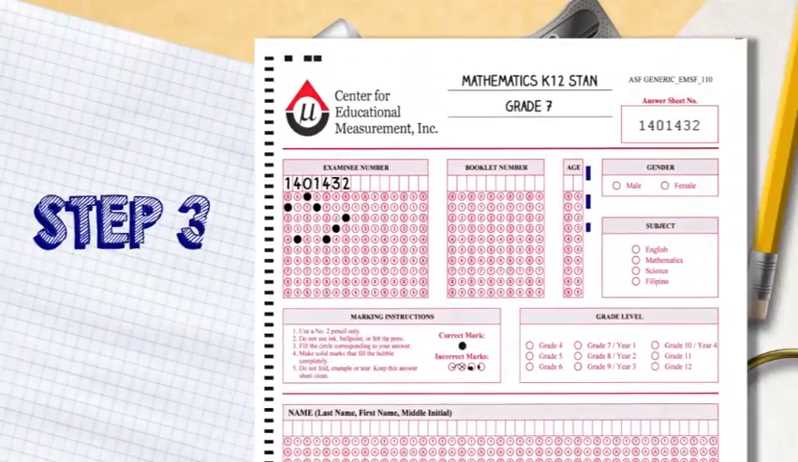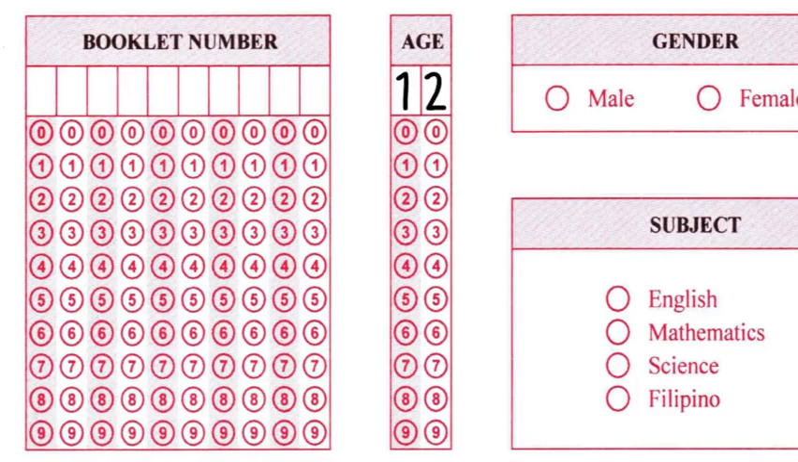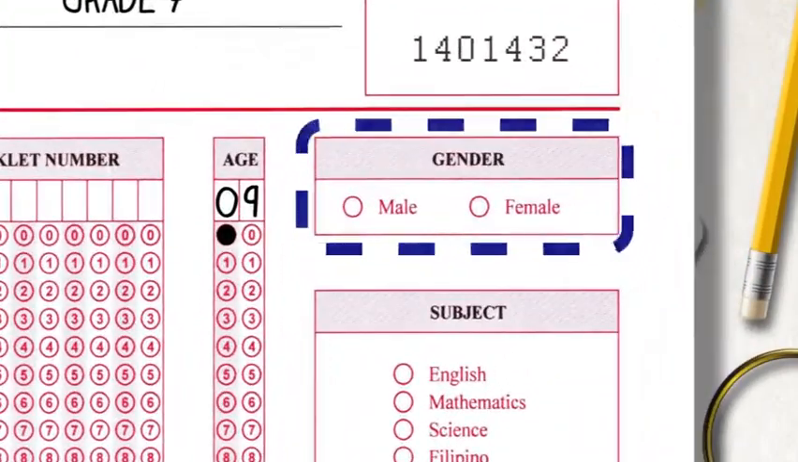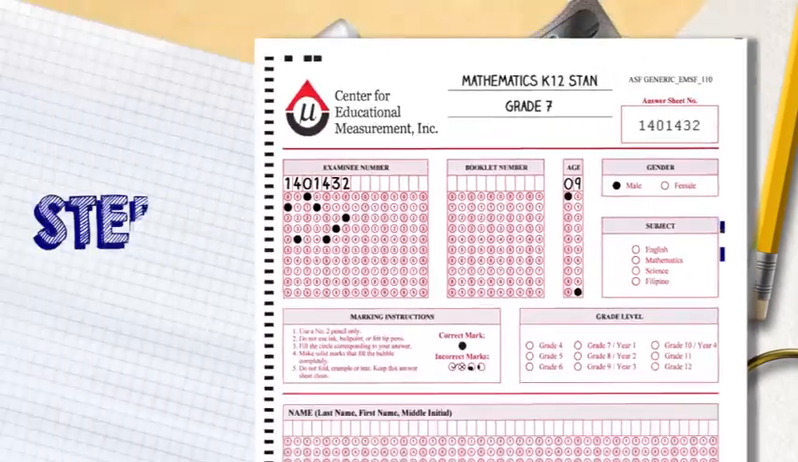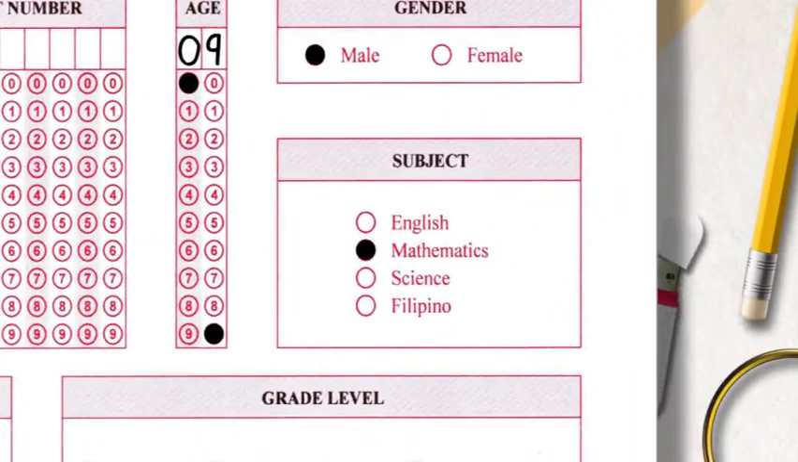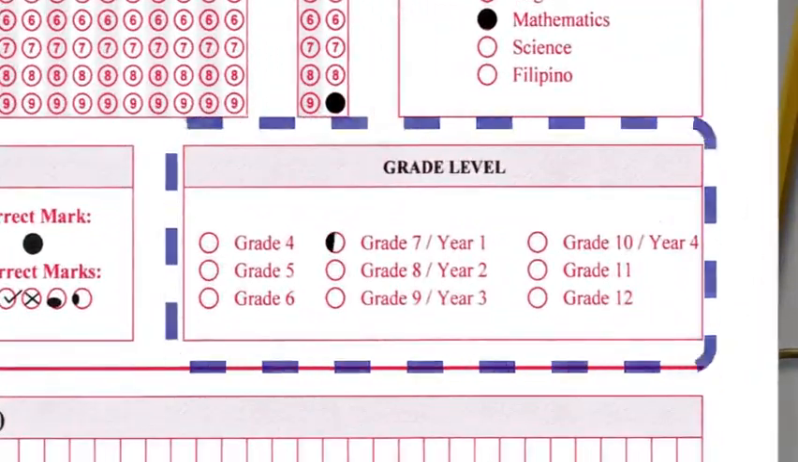Step 3. Write your age in the boxes provided. Start writing from the leftmost box and then shade the matching circles below. If your age is below 10, write 0 in the first box and write your age in the second. Step 4. Shade the circle that corresponds to your gender. Step 5. Shade the circle of the subject of this test. Step 6. Shade the circle of your current grade level.